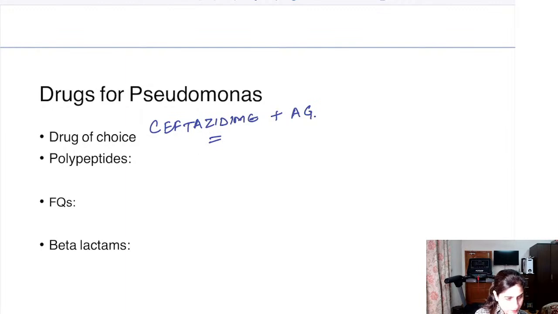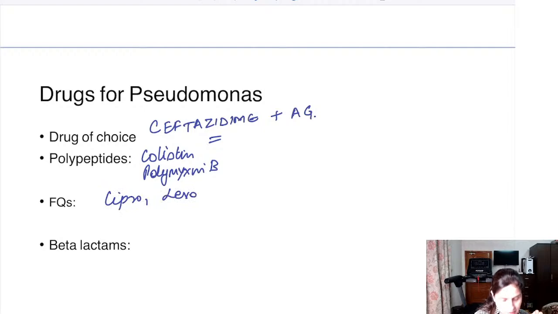Ceftazidime can be given along with the aminoglycoside. ठीक है? Then we have other drugs which can be used for this particular pseudomonal infection. We have colistin, polymyxin B, that can also be used. ठीक है? Ciprofloxacin, levofloxacin can also be used. Yes, this is the drug of choice.